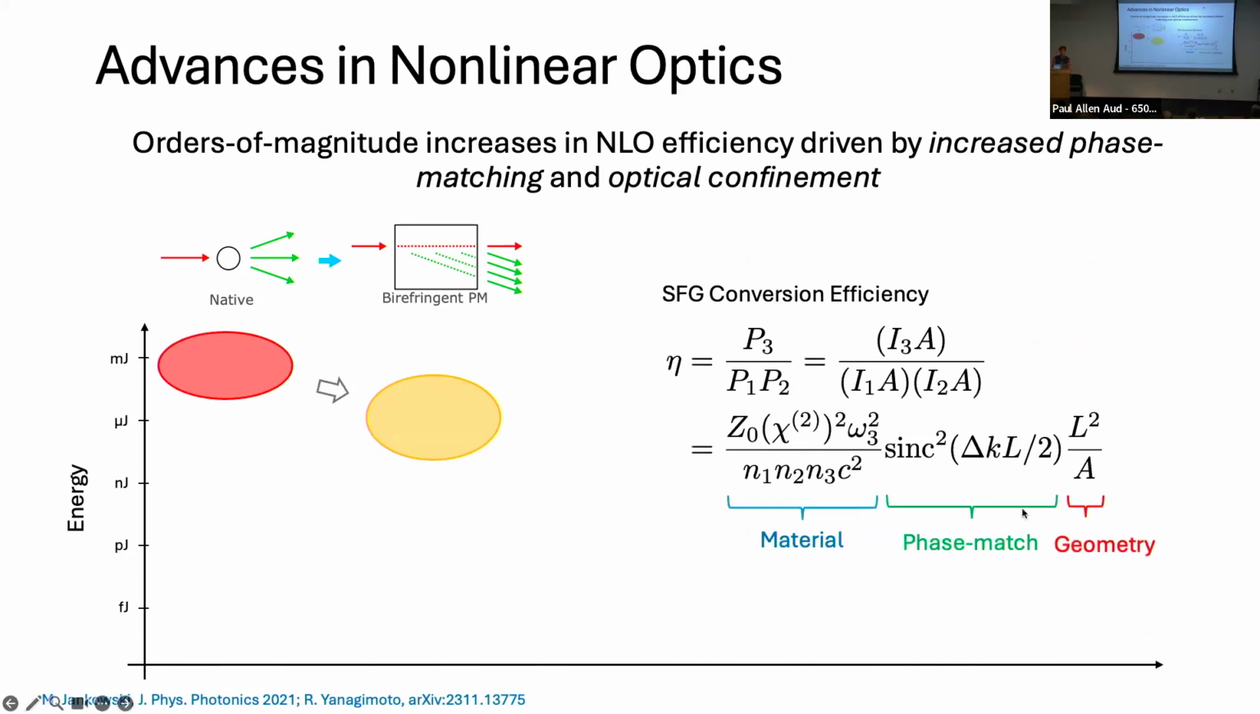You can see that because what you're doing here is you're taking the sinc term, which normally will decrease with the length of your crystal, and you're basically setting that to 1. So this very small number becomes 1, and then suddenly your conversion efficiency goes way up.